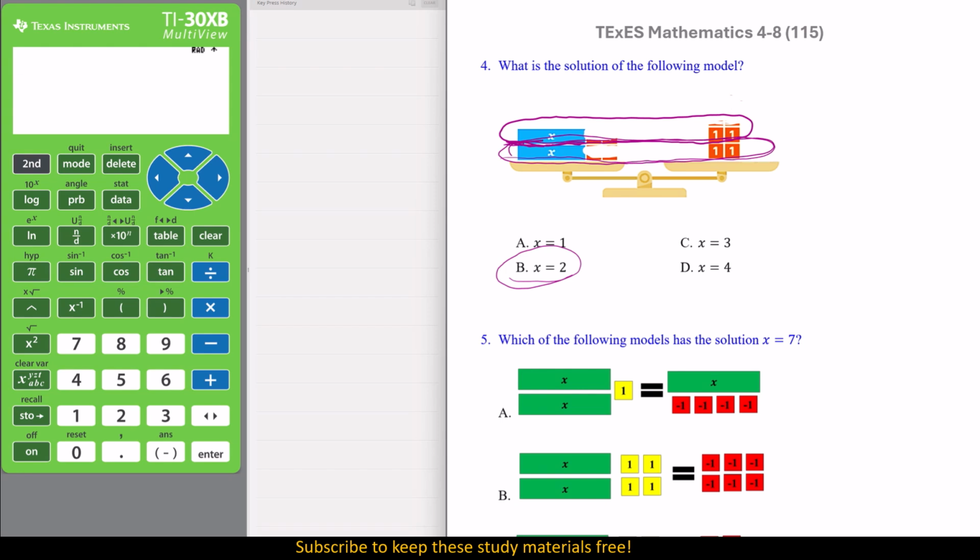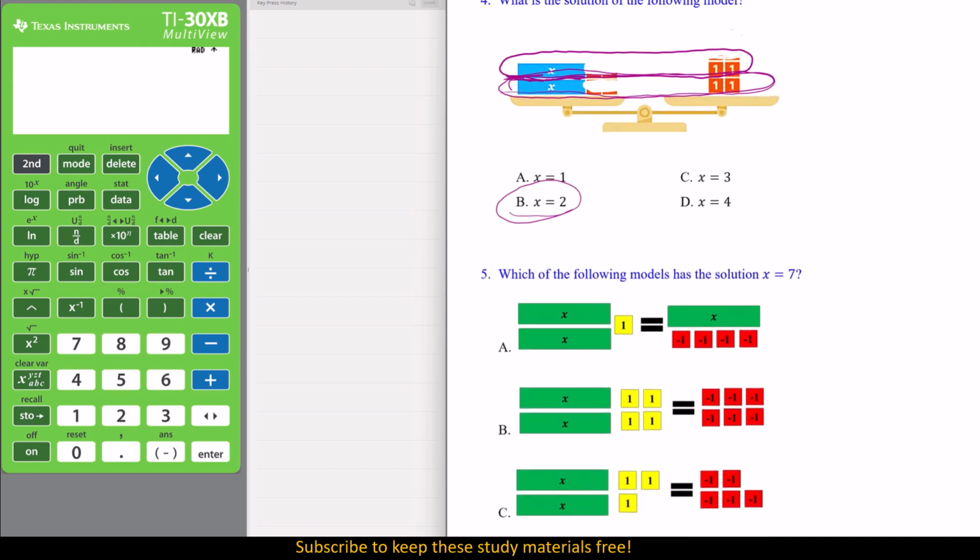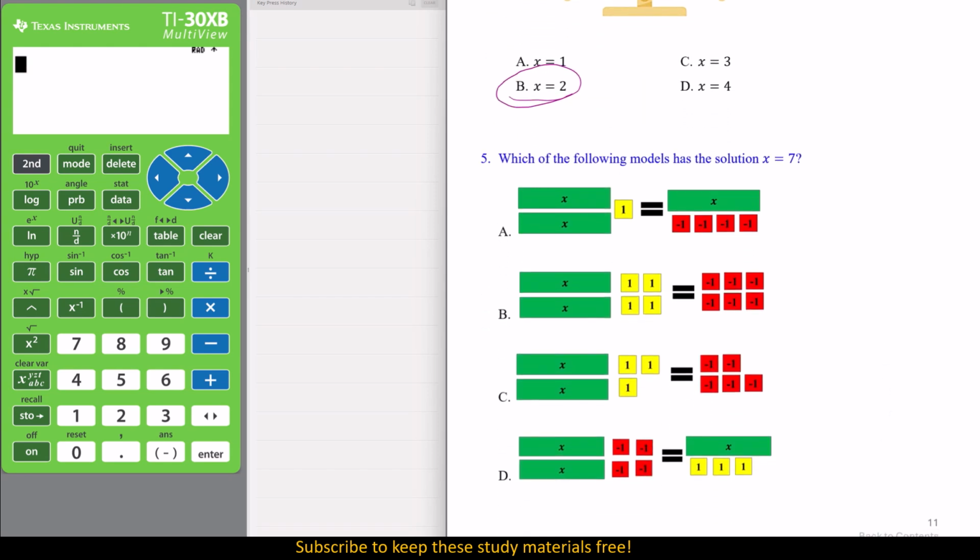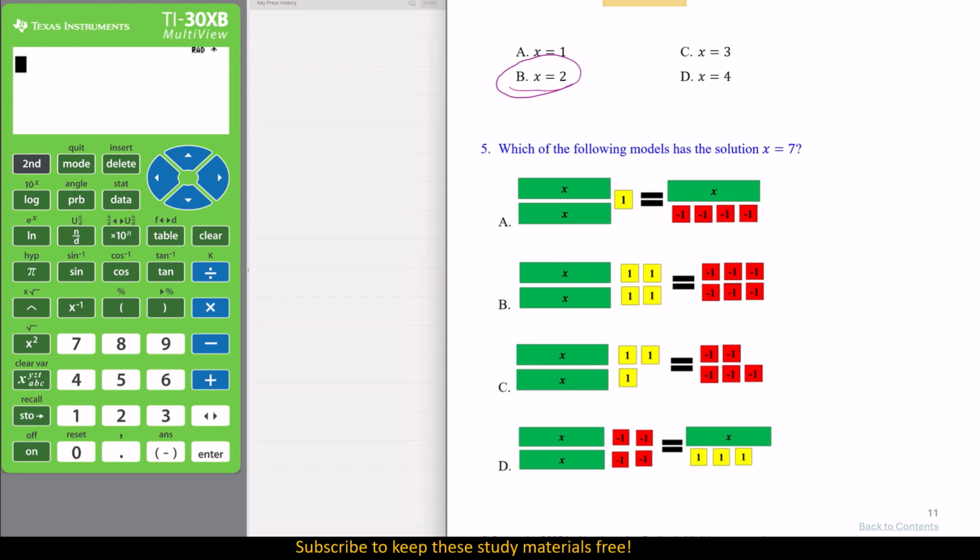Okay. All right, let's look at number 5. We need to pull that up. Look at all of number 5. Okay. Which of the following models has the solution x equals 7? Okay, well, we would actually have to solve, and yeah, we're going to have to go through a process on each of them.